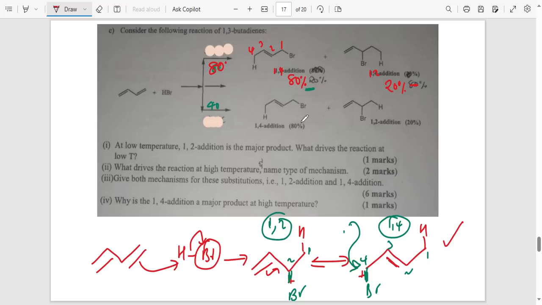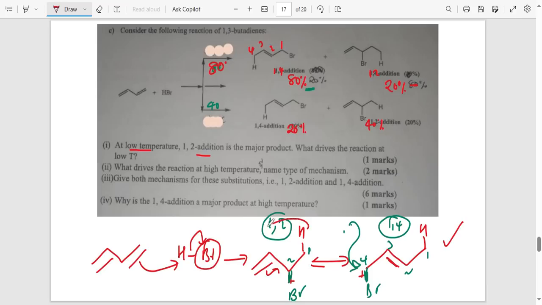You can say 1,4 will become the minor product at 20%, and then 1,2 becomes the major product at 40%. Now the question is, at low temperature, 1,2 is the major product. What would be the reason? The reason is the stability of the carbocation intermediate, the secondary carbocation, which is the main driving force.